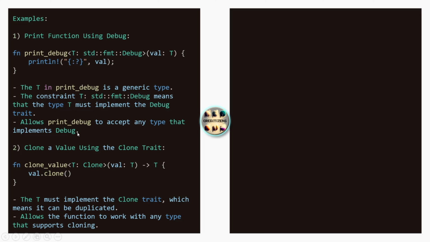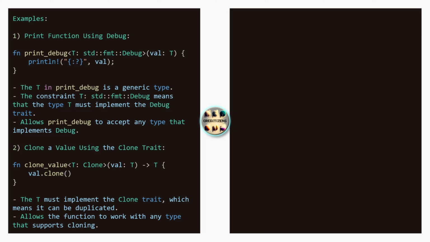Okay. Here we're going to see another example with Clone. Clone a value using the Clone trait. So those traits, Debug, Clone, they're available. You don't need to import any packages. You don't need to install any packages in the TOML file. You just need to import those, like here, std::fmt::Debug.